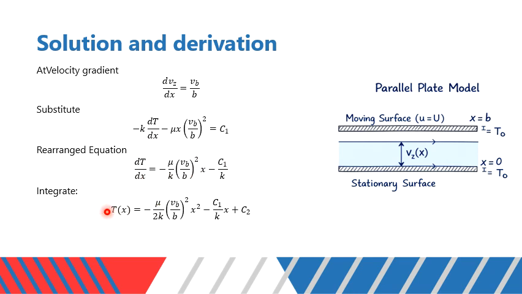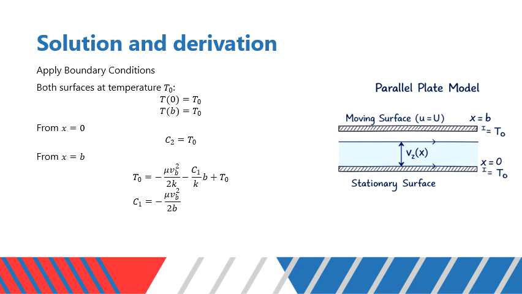And rearranging this, after integrating we get T of x is equals to minus mu V square x square by 2kB minus C1 by k x plus C2. Both surfaces are at temperature T0, and then applying boundary conditions to get C1 and C2. First we get at x equals to 0, C2 as T0, and after applying the second boundary condition we get C1 as minus mu V square by 2B.